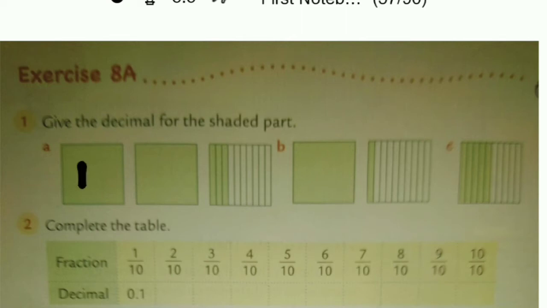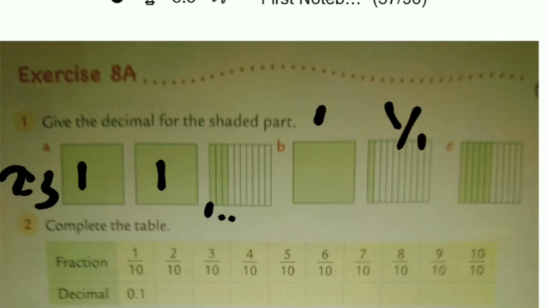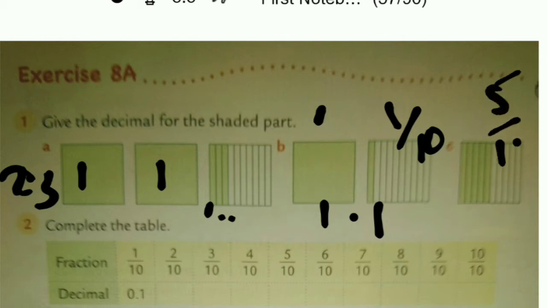In this one, this is 1, this is 1. 1 plus 1, 2. And in this one, 1, 2 and 3. So how will we write this? We can write 2.3. In this one, this is 1 and this is 1 upon 10. So how can we write it? 1.1. Okay, and this one as it is we can write in decimal. So there it is 5 upon 10. We can write 0.5.